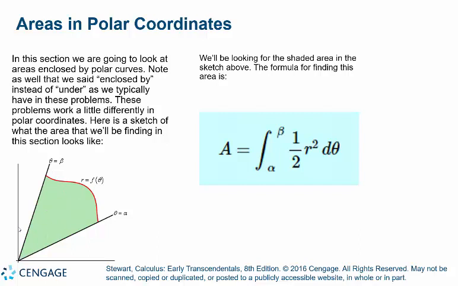So we're looking for this shaded area, and the formula that we're going to use to find it is the integral from alpha to beta of 1/2 times r squared d theta. So it's really just a straight application of the formula. It's slightly different from the fundamental theorem of calculus in this case, but just following this formula, you'll be able to find it actually pretty easily.